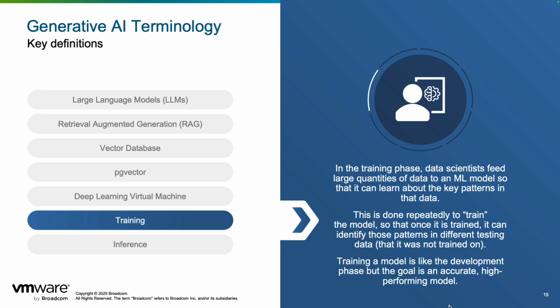So training models is somewhat similar to the development phase of software, but the goal is to produce an accurate model. And it's actually quite a big job, and we'll say why it's a big job in a minute. We don't expect too many customers to really do full-scale training, maybe a little fine-tuning type training, but not full foundation model training as Meta and Google and OpenAI do.